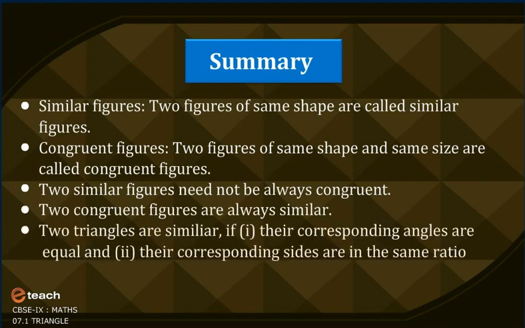Two triangles are similar if 1, their corresponding angles are equal, and 2, their corresponding sides are in the same ratio.